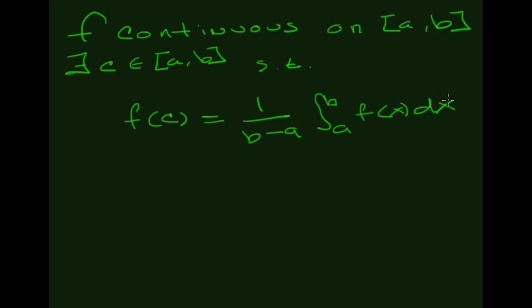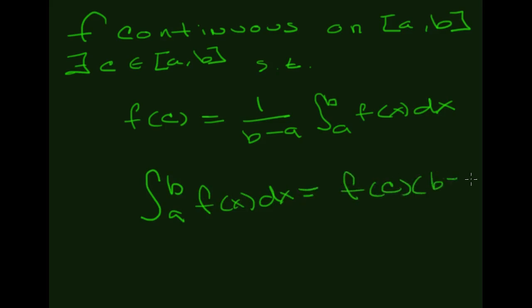So what we're saying here is that there has to be some point along the continuous function where the value of the function is equal to its average value. This can also sometimes be written as the integral from a to b of f of x dx has to equal f of c times b minus a. These are equivalent statements.